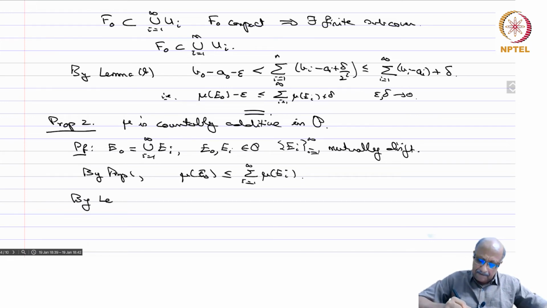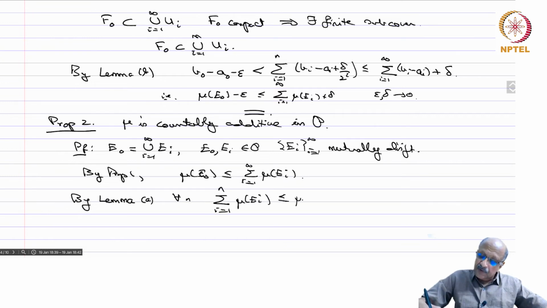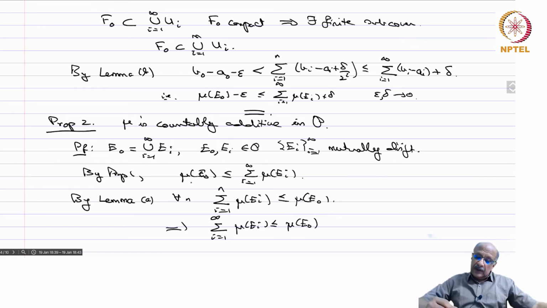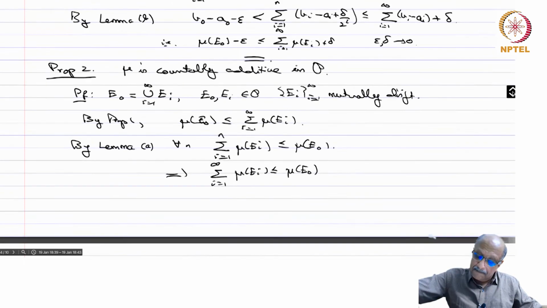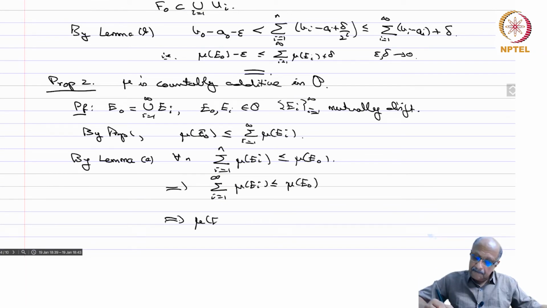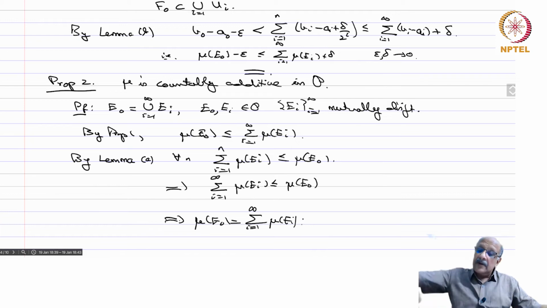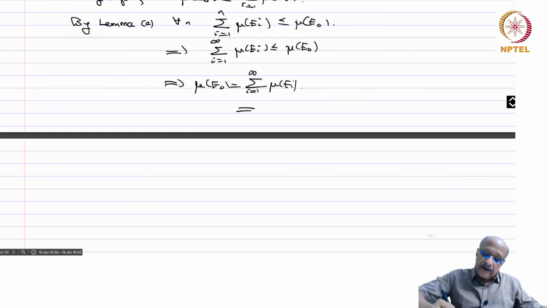By Lemma A, for every n, we have the sum i equals 1 to n of mu of Ei is less than or equal to mu of E naught, and since this is true for all n, this implies the sum of mu of Ei is less than or equal to mu of E naught. So mu of E naught is less than or equal to the same quantity, and therefore the two are equal, and therefore mu of E naught is equal to the sum of mu of Ei. Okay, so that proves that it is countably additive in P.